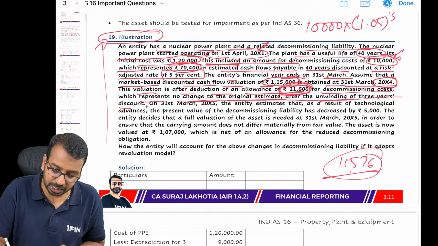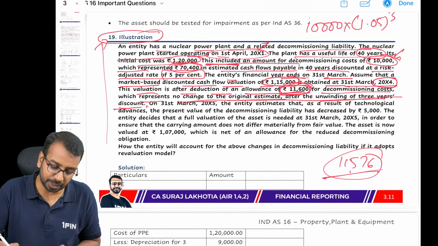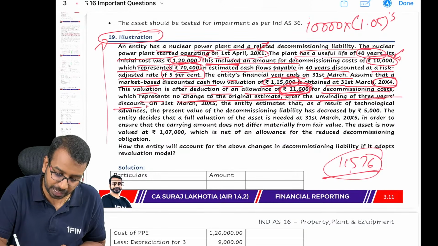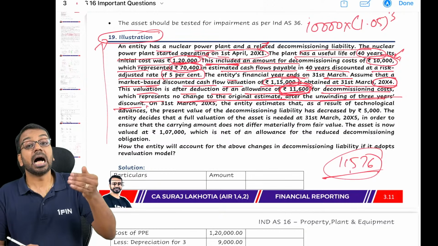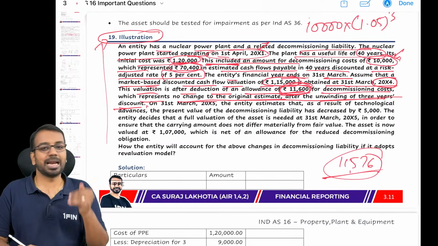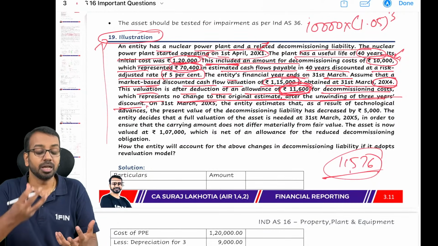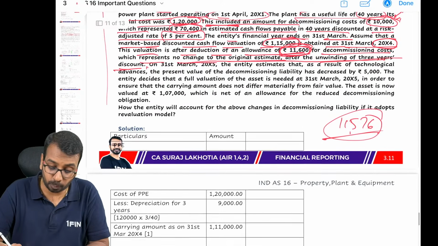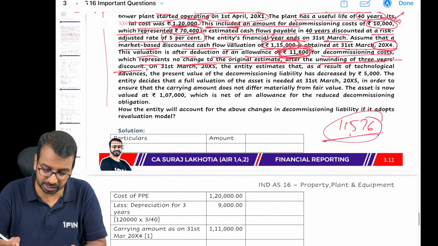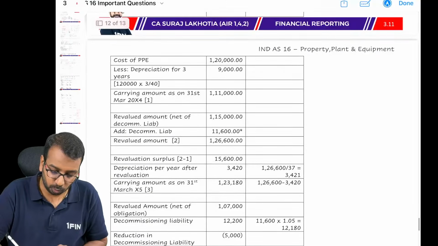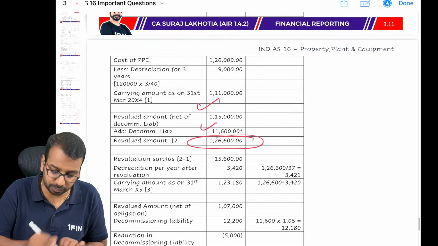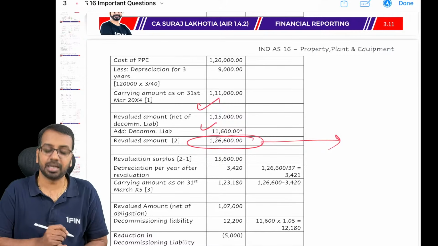So no change in unwinding of discount. Now what has happened here? They have got a valuation of 1,15,000 after deducting decommissioning liability. But when we do the fair valuation, we have to consider the gross amount. So my gross amount will be 115 plus 11,600, 1,26,600. This is the revalued amount.